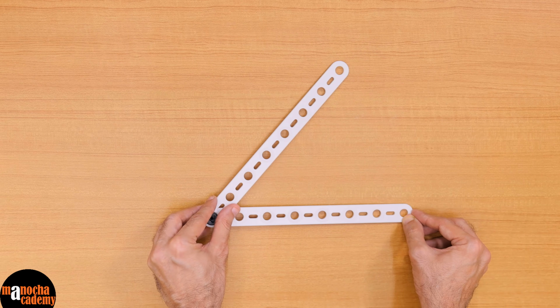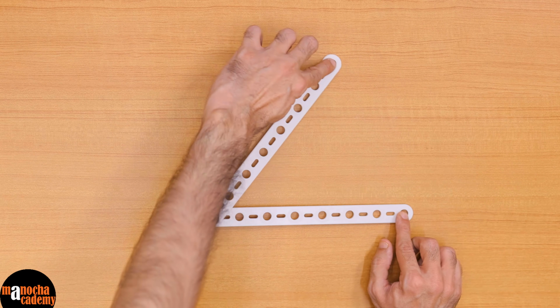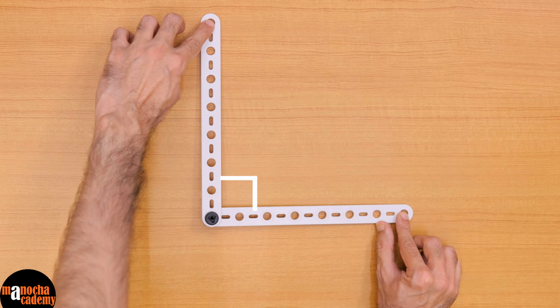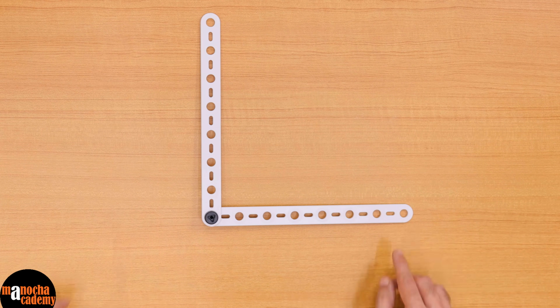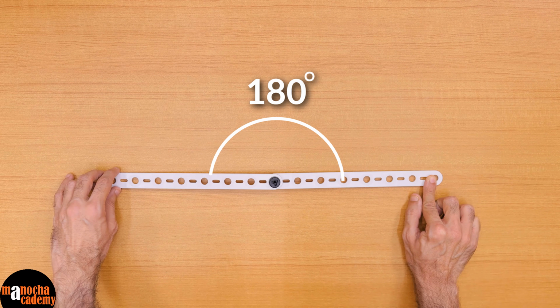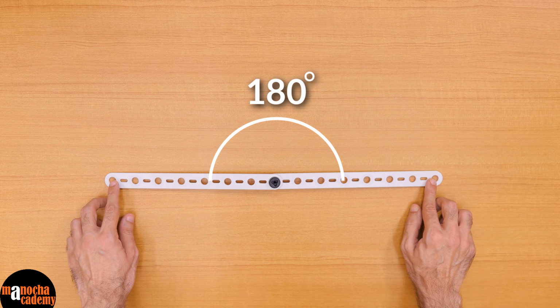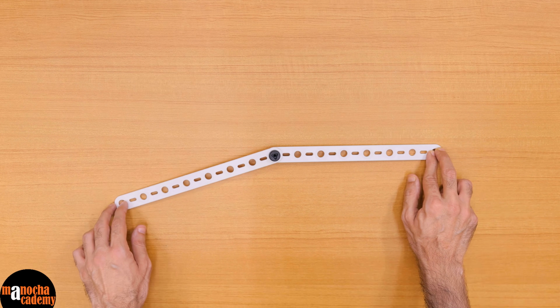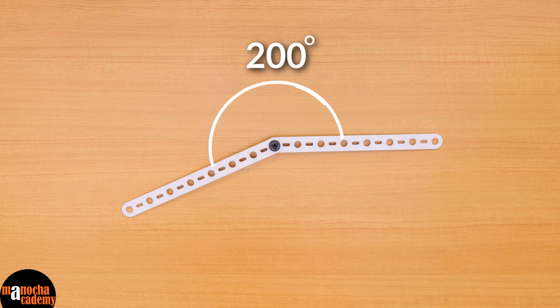If I make a rotation like this, how much is the angle formed? That's right, it's 45 degrees. Now if I increase the angle, now it is 90 degrees. And if I increase the angle so that the two sides form a straight line, the angle is going to be 180 degrees. If we rotate it further like this, the angle here is more than 180 degrees. Let's say it is 200 degrees.